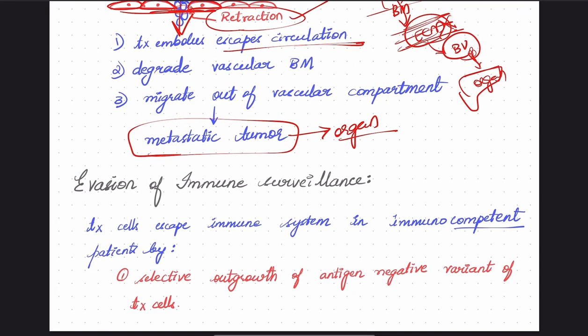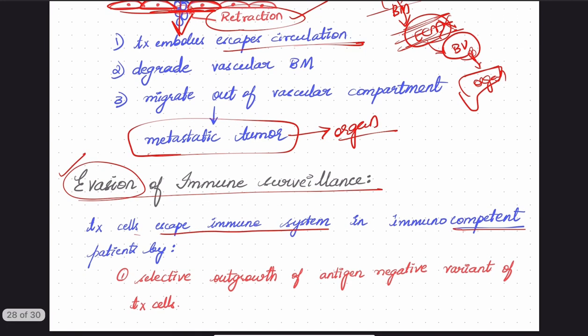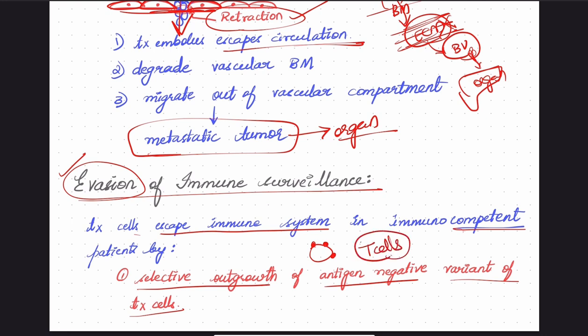And all this is happening, and the host immune system is not responding. So how is it escaping the immune system? Evasion means escaping the immune system. Tumor cells escape the immune system in immunocompetent, meaning healthy, individuals by selective outgrowth of antigen negative variants of tumor cells. These tumor cells also express certain tumor antigens, which are recognized by the T cells. Cytotoxic T cells recognize these antigens, come and attack the tumor cells and kill them.